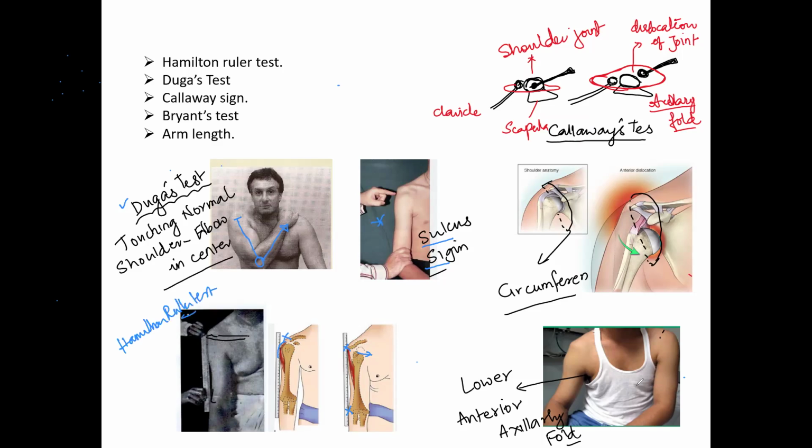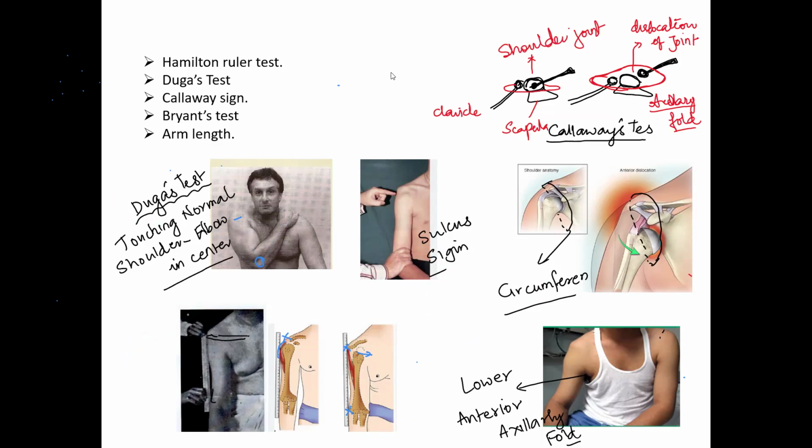The last one is called Behrens test, where the anterior axillary fold moves a little down because the shoulder has moved out and down. The anterior axillary fold, when compared to the normal side, moves down.